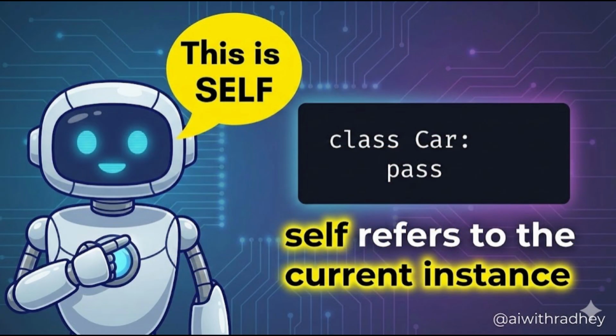Now let's create a car class. Inside a class, we write functions, but here we call them methods. And you'll see this word self everywhere. Self simply means this exact object right here. If one car is red and another is blue, self helps Python know which specific car we're talking about.